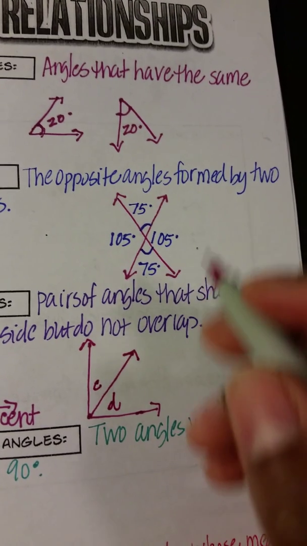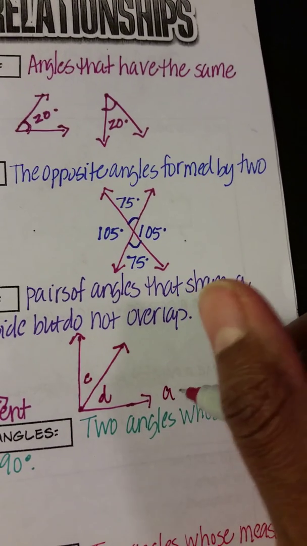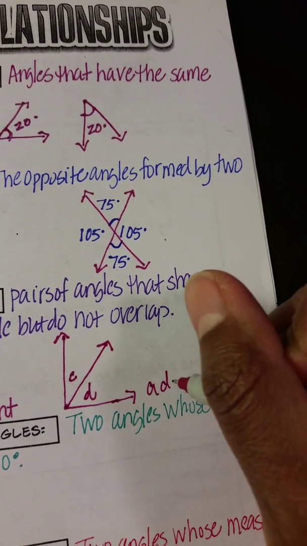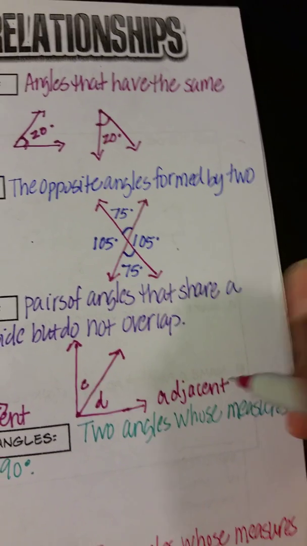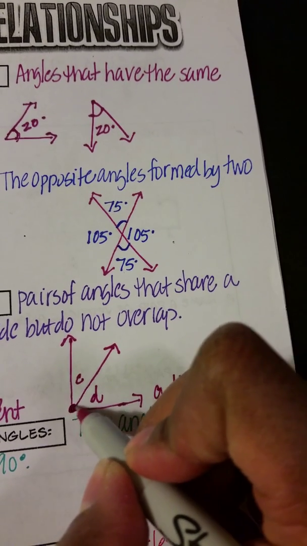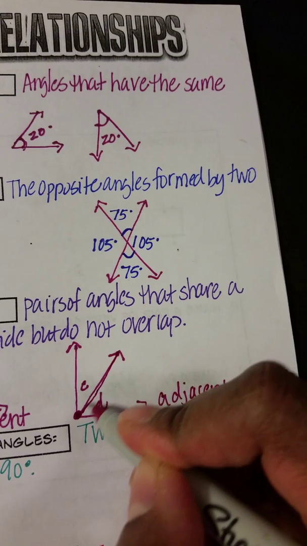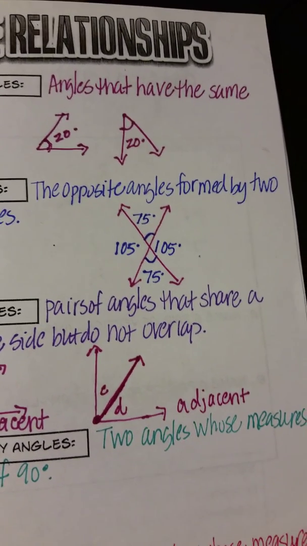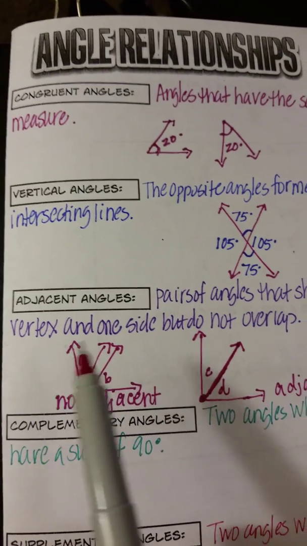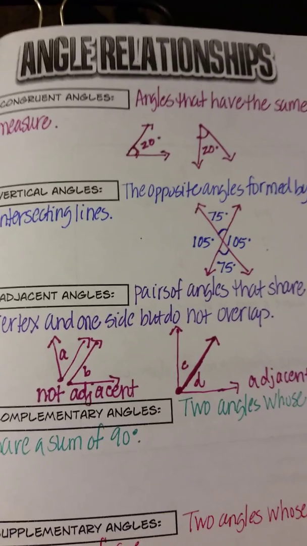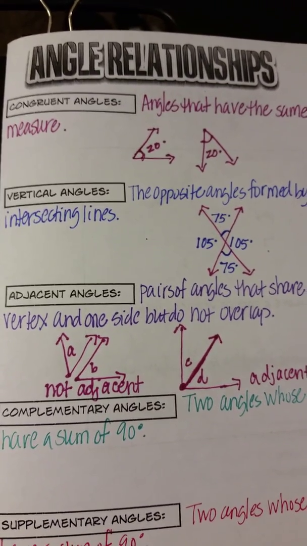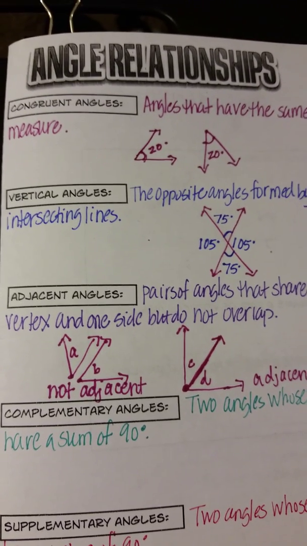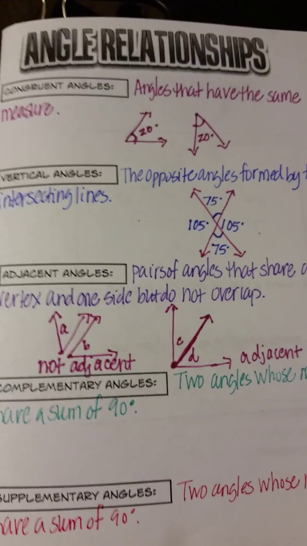These two would be adjacent because they do share a common vertex and they share this common line, this common side there. So that's adjacent. So adjacent angles are beside each other. They're right beside each other. But they do not overlap, and they share the same vertex.